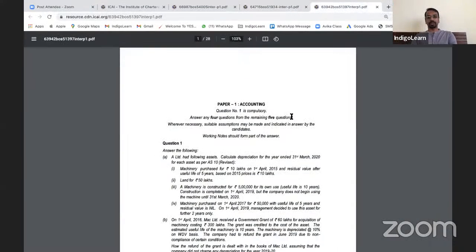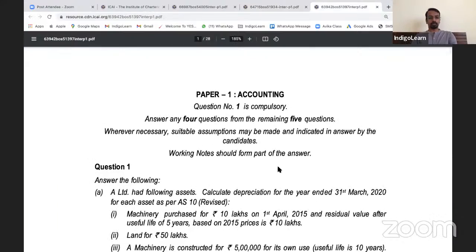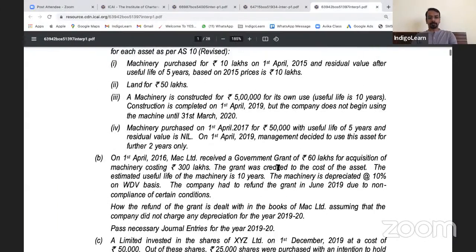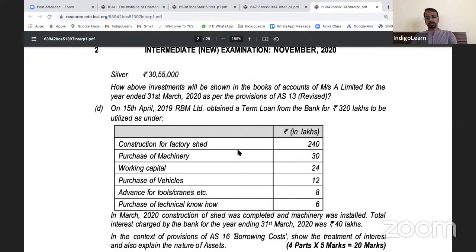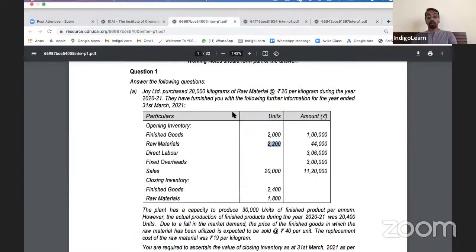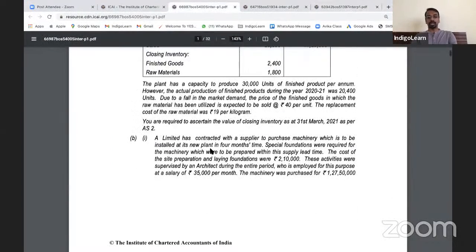Let us look at what was asked in January. Or was this November? I don't know. Grant, investment in shares, and this is the one related to borrowing cost. So here it was not asked, but generally, if you see the concept, this is the concept that will be tested. Okay, let's move ahead.